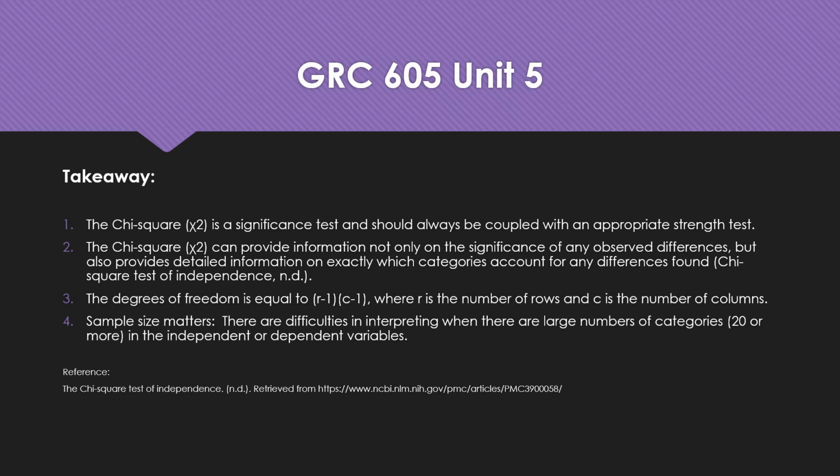Number 3, the degrees of freedom is equal to R minus 1 times C minus 1. That's row minus 1 times column minus 1, where R is the number of rows and C is the number of columns. Number 4, sample size matters. There are difficulties in interpreting when there are large numbers of categories, 20 or more, in the independent or dependent variables.